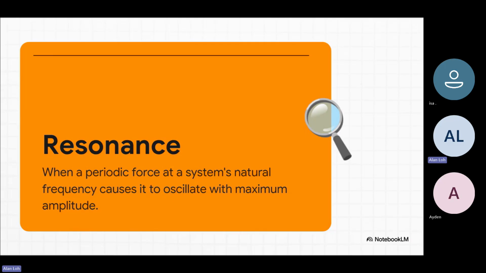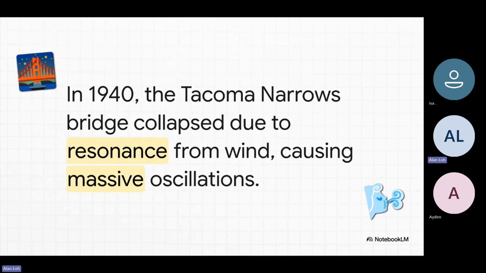You don't just shove them whenever, you time your push to match the rhythm of the swing. When you do that, they go higher and higher. You're matching the swing's natural frequency, pumping energy into the system and making its amplitude grow a lot. And this is probably the most famous and frankly terrifying example of resonance.